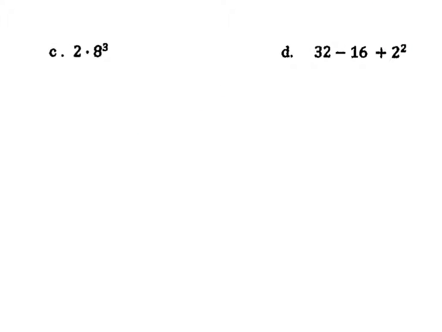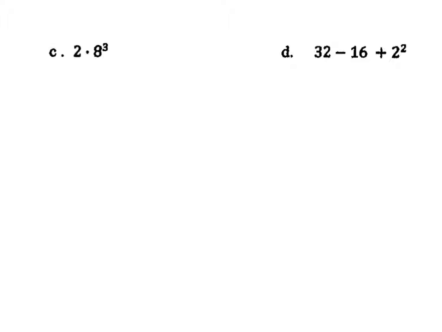C and D, 2 times 8 to the third. So what is the first step? What do I do first? Exponents. Okay, in your groups, come up with what is 8 to the third. 8 times 8 times 8. Do it on your papers with your group. And then you can talk to each other. So work it out and compare answers.